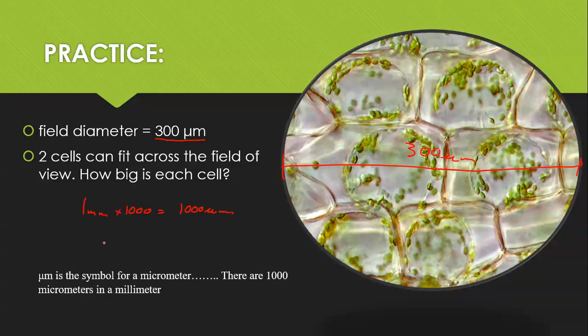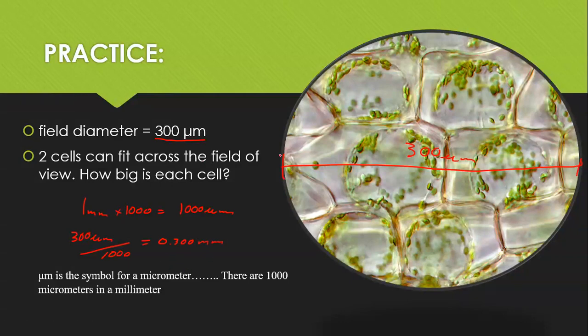If I'm given micrometers, in this case 300 micrometers, how do I get millimeters? I divide by 1,000. So this would be equal to 0.300 millimeters. So millimeters are quite a bit bigger than micrometers, 1,000 times bigger.